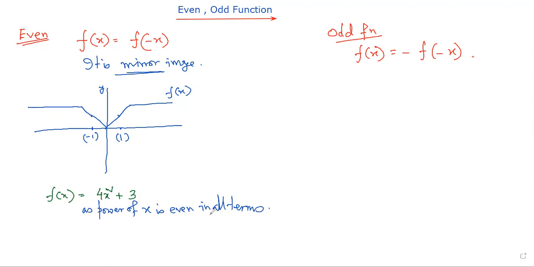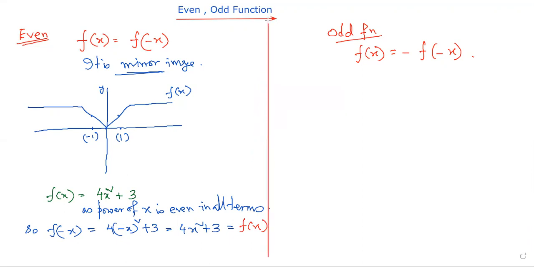So with even powers in all terms, I can find f of minus x will be equal to 4 times minus x square plus 3, which is nothing but 4x square plus 3, and that is equal to f of x. Whenever this happens, it is considered an even function. That is our first knowledge of even and odd. Let me check the same thing for the odd function.